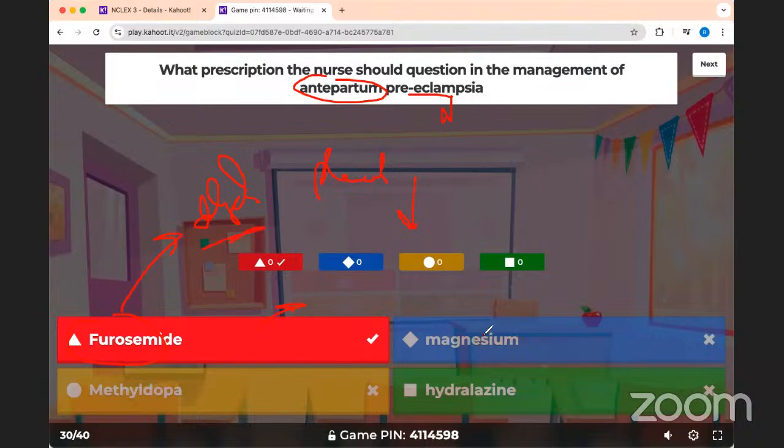But all of them can be used when mommy is on magnesium to keep her from getting eclampsia. Labetalol will help with the blood pressure. Methyldopa will help with the blood pressure. But furosemide is not a good thing.